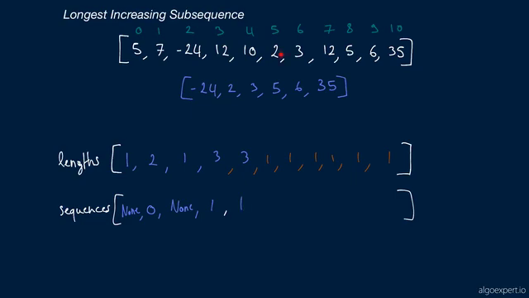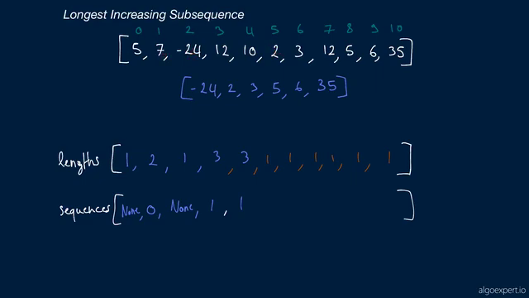Now we move on to the next point, 2. At 2, we iterate through all the numbers that come before 2. 5. Is 5 less than 2? No, it's not. Okay, don't do anything. Is 7 less than 2? No, it's not. Okay, don't do anything. I'll just pause for a second. Why aren't we doing anything? Well, we cannot put 2 at the end of a longest increasing subsequence that ends in 5 or 7, because 2 is not greater than 5 or 7.